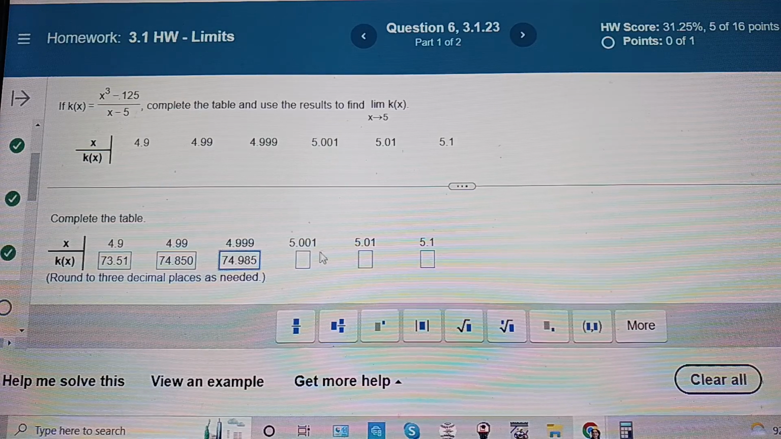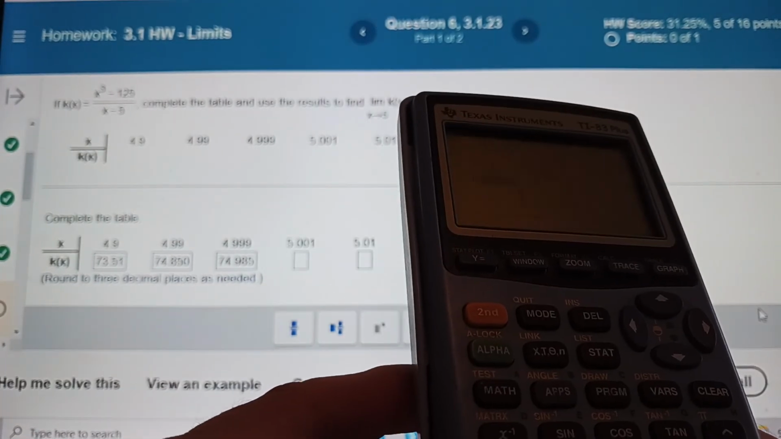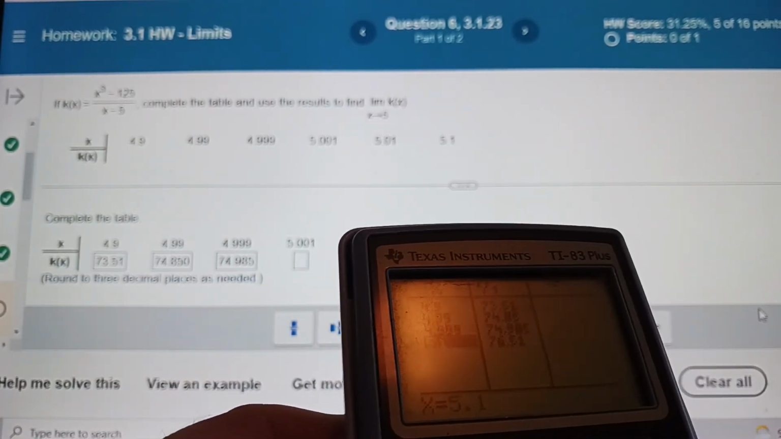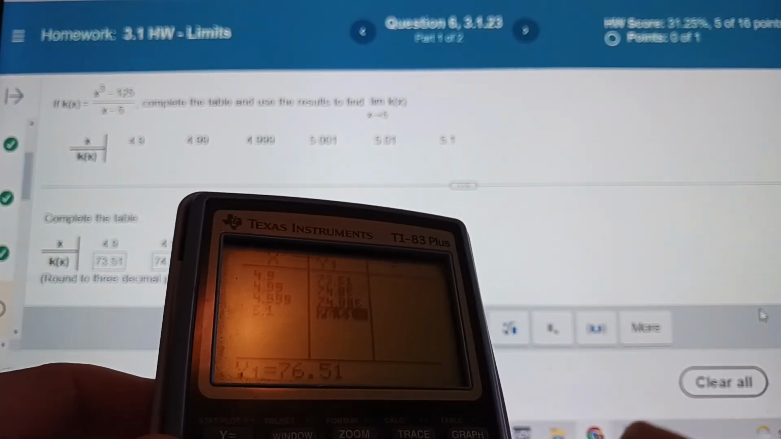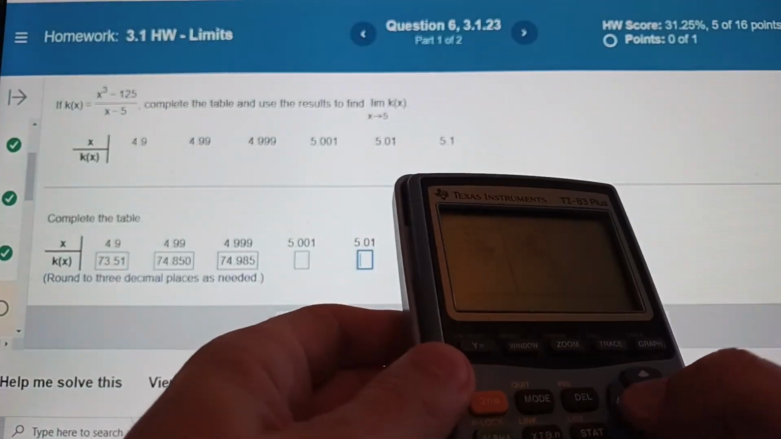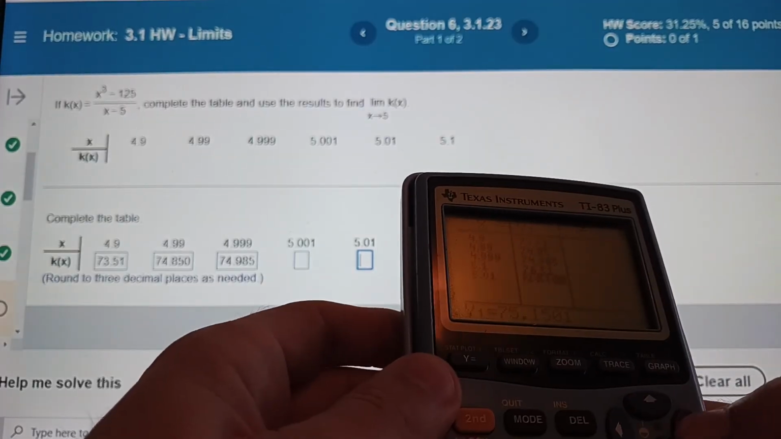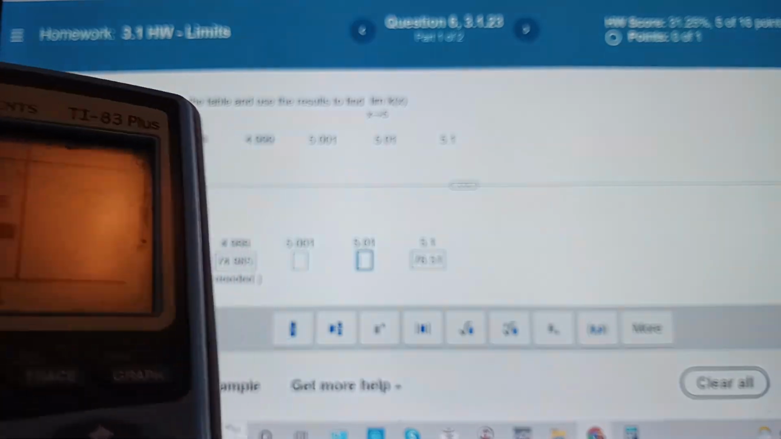And if you just go out to this one, you can tell the answer, but they won't let you get away with that. So you've got to type all these in anyway. So let me put 5.1 next. That one came out to exactly 76.51, which is not extremely close to 75 yet. But then if I do another one for 5.01, now it's 75.150.